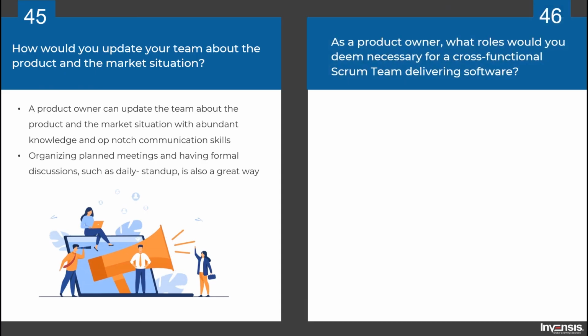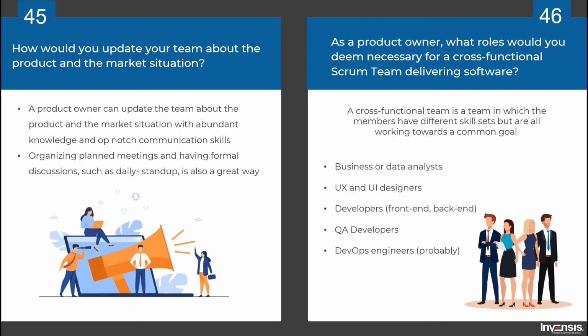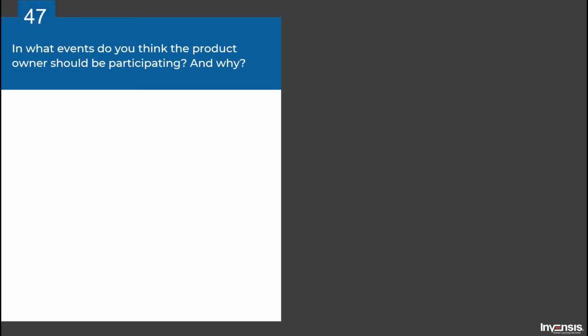The next question is, as a product owner, what roles would you deem necessary for a cross-functional Scrum team delivering software? A cross-functional team is a team in which the members have different skill sets, but are all working towards a common goal. They're like superhero team-ups, where different individuals with different sets of unique abilities will work together for one common purpose. Typical roles in cross-functional teams are business or data analysts, UX and UI designers, developers, front-end, back-end, QA developers, and probably DevOps engineers. Cross-functional teams are growing in popularity because of an increased demand from customers to provide a consistently personalized, high-touch customer experience.